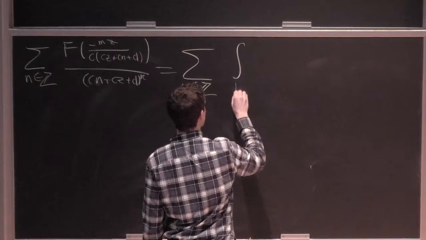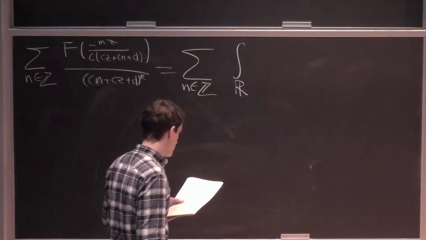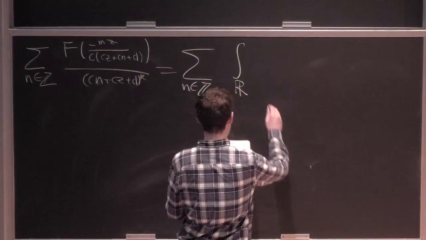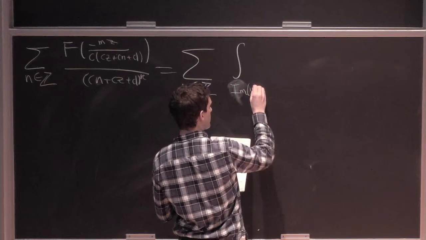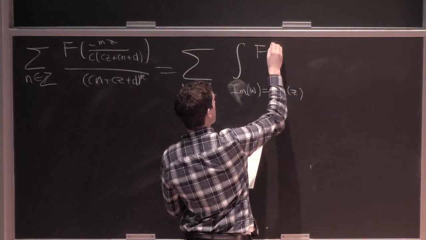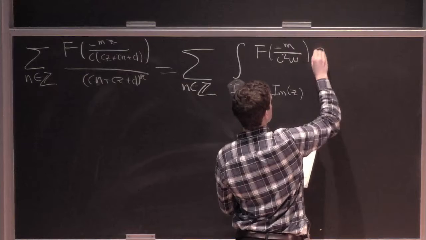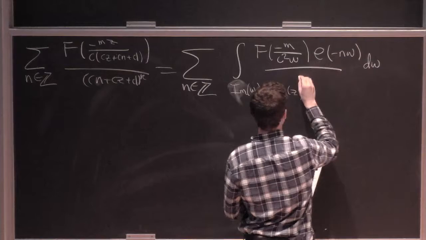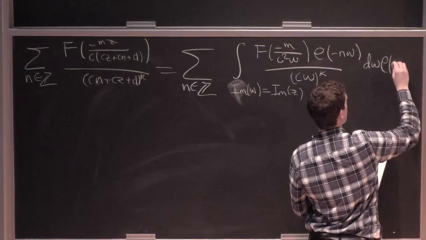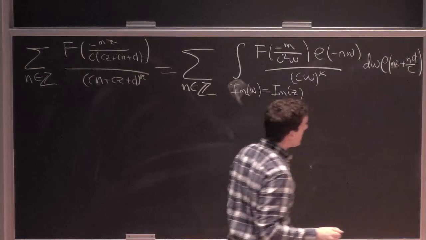So, and maybe if I also do a change of variable along the way, what am I going to get? I'm going to get maybe an integral over the imaginary part of W is equal to the imaginary part of Z, F of minus M over C squared W, E of minus N W, DW over W to the K, and then there's E of NZ plus ND over C that pops out from the change of variables.